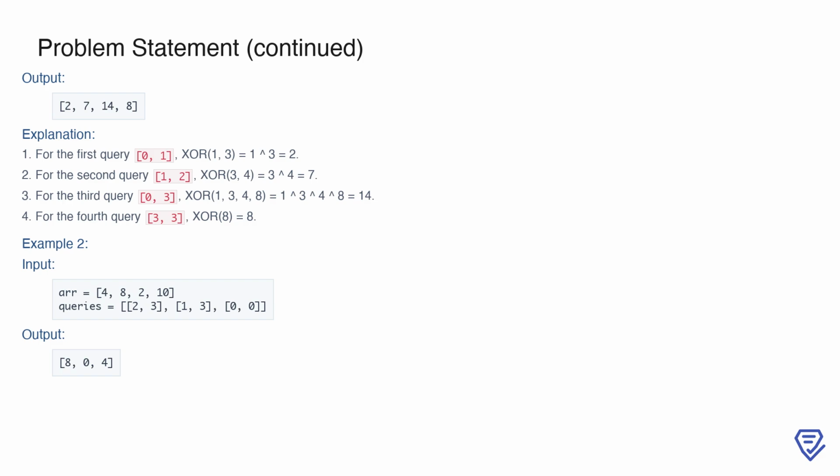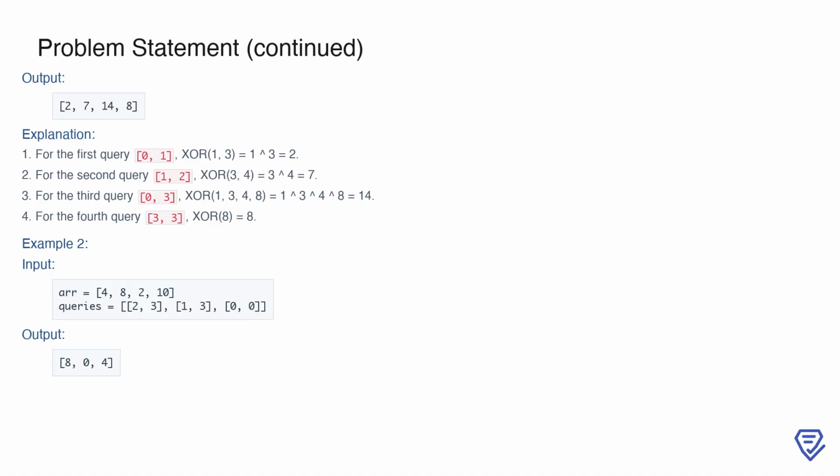For the third query, 0, 3, we compute the XOR of all elements, 1 XOR 3 XOR 4 XOR 8, resulting in 14. Finally, for the query 3, 3, since the start and end indices are the same, the result is simply the value at index 3, which is 8. This example illustrates how XOR operations are applied to different ranges of the array, and the results are stored in the output array.